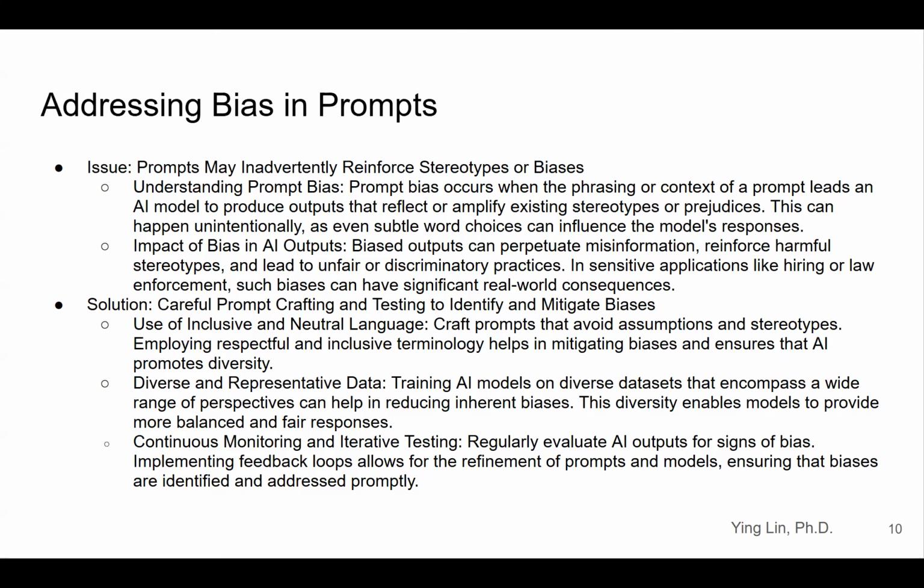So prompt bias occurs when AI is influenced by prejudiced phrasing or assumptions. Biased AI outputs can perpetuate misinformation, stereotypes, and discrimination. Using neutral and inclusive language improves AI fairness. Training AI on diverse data and continuous testing helps mitigate bias.